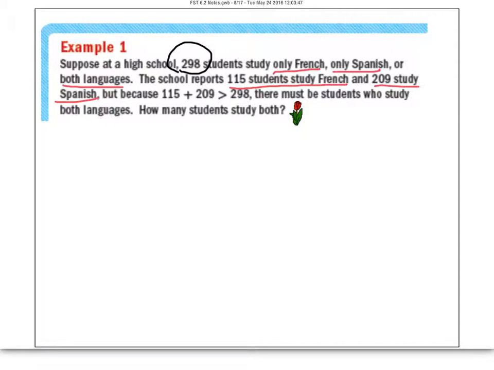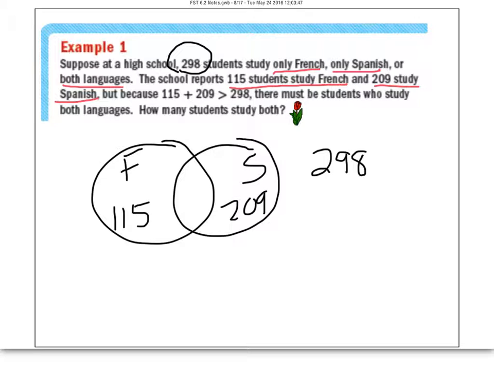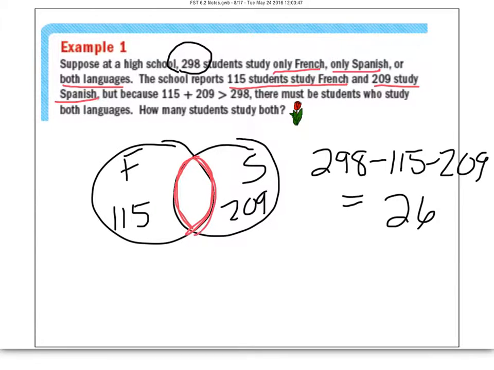How many are there? Well, a Venn diagram is actually pretty handy for this if you want to see it. I'll put French here, Spanish here. We have 115 French. We have 209 that speak Spanish. Now there's only a total of 298 students, so to find it, what you can do in this case is say it's going to be the 298 minus the 115 minus the 209, and in this case it means there's 26. So on a Venn diagram, these are the kids that speak both French and Spanish. That notation is A and B, and there's going to be 26 of them.